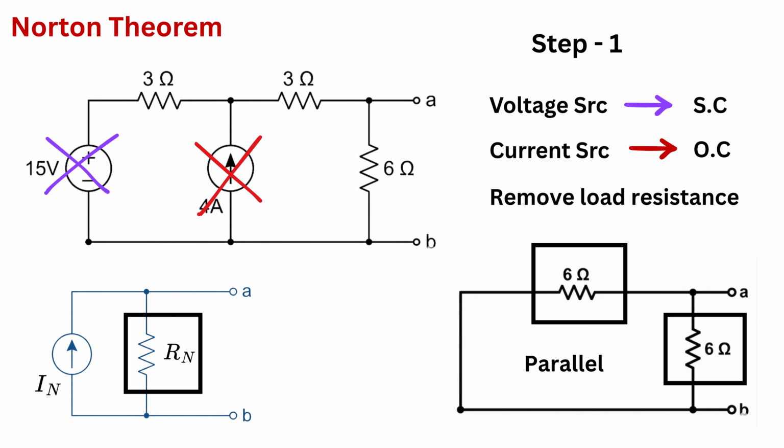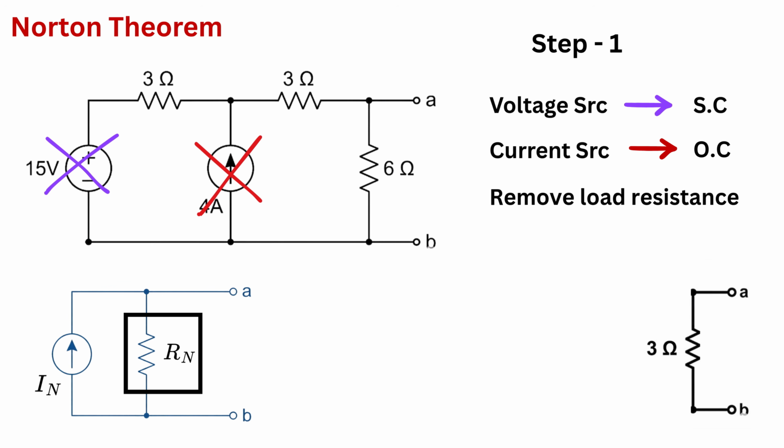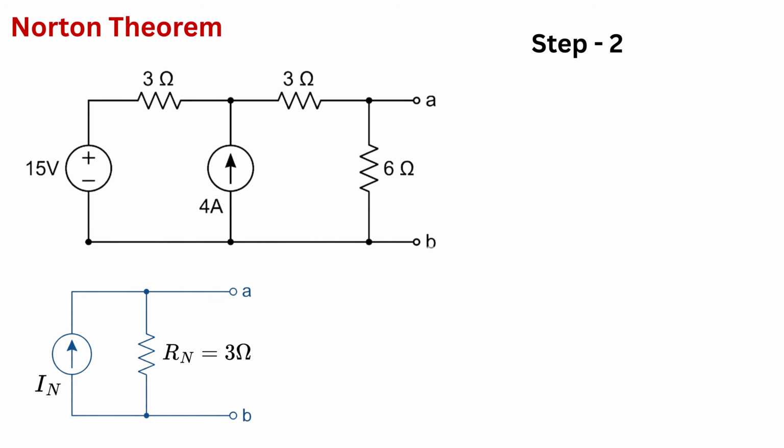When two equal resistors are in parallel, the result becomes half. So 6 ohm in parallel with 6 ohm gives 3 ohm. That means our Norton resistance RN is equal to 3 ohm. See, it was not that difficult. Now we move to step 2, which is finding IN.